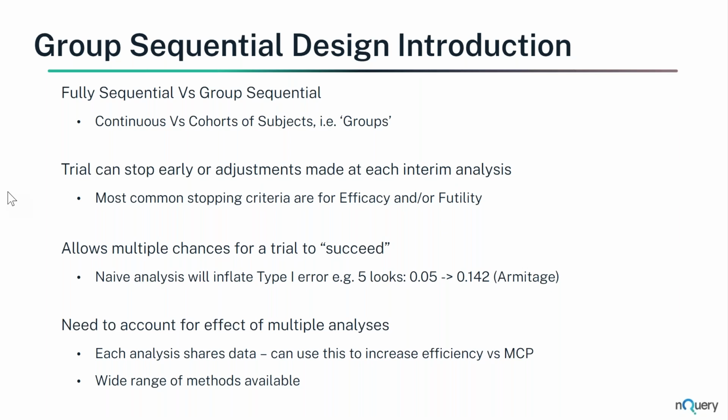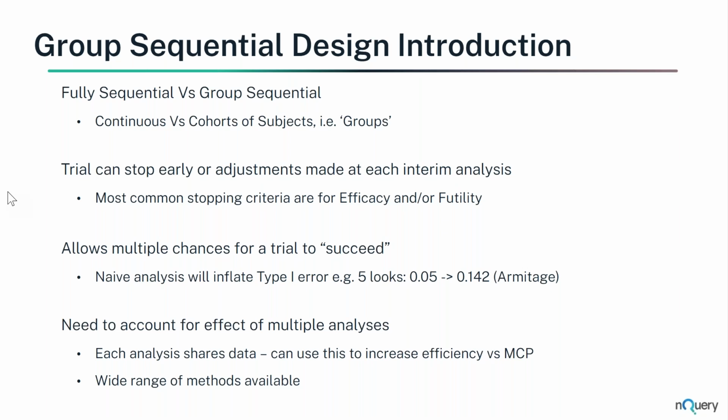So this allows for a trial to have multiple chances of succeeding. And so if you do this naively, your type 1 error will be inflated. For example, there's a seminal Armitage paper that shows that a standard group sequential design with 5 looks can inflate the chance of a type 1 error occurring from 5% to 14%. So that's almost tripling the likelihood of making a type 1 error. So it's really important to account for this error inflation.